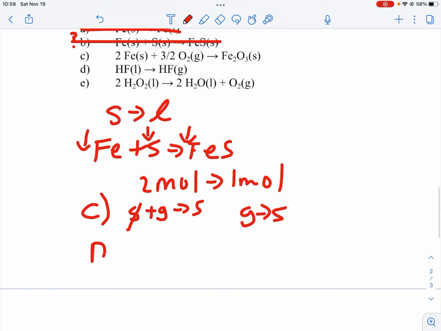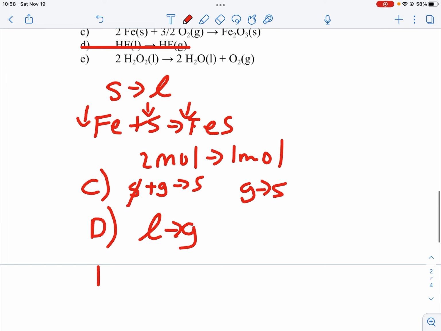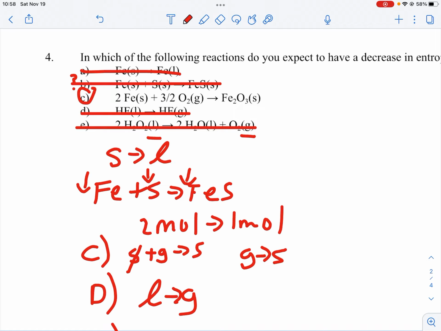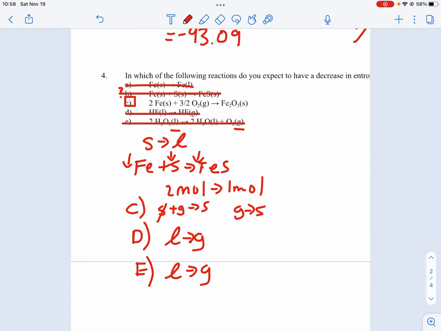Option D, liquid to gas, we just know that's not right because that's getting more disordered, so that one's pretty obviously not it. And option E, you're going from a liquid to a gas again. Just liquid to gas. That's obviously not it. So we know that it is C.